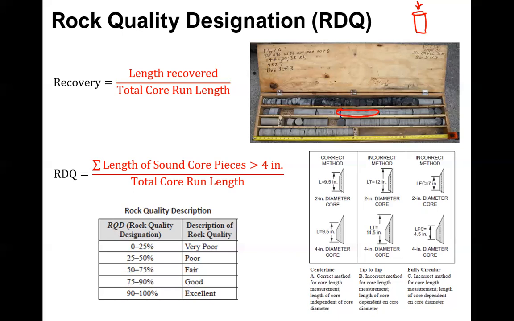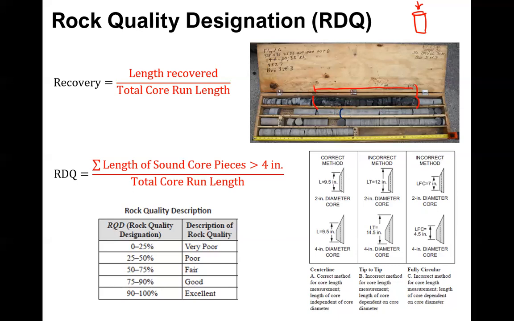And then the RQD is very similar, but instead of looking at the total sample, you only count the length of sound core pieces. These sound core pieces are pieces of rock that are greater than 4 inches in length. So if you bring up a bunch of little tiny samples like this right here, where it's crushed rock, this would not be included in that length because all of these are less than 4 inches.